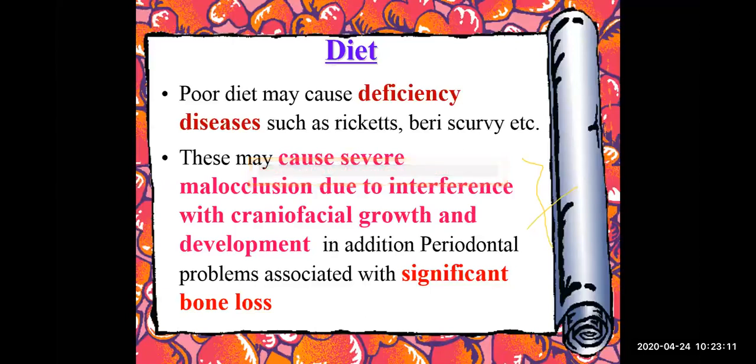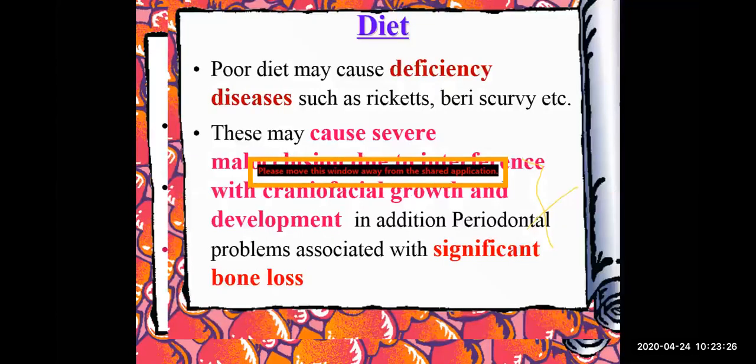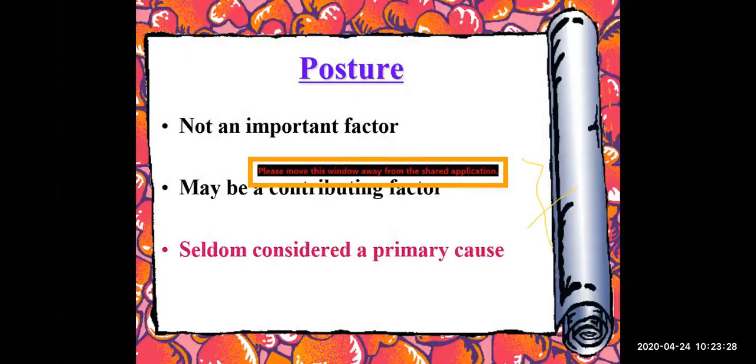So this also will interfere with your craniofacial growth and development. Then you might find bone loss here also. You can see there. The posture is not so important, but still it may be a contributing factor. The posture of the patient might sometimes give you some clues.